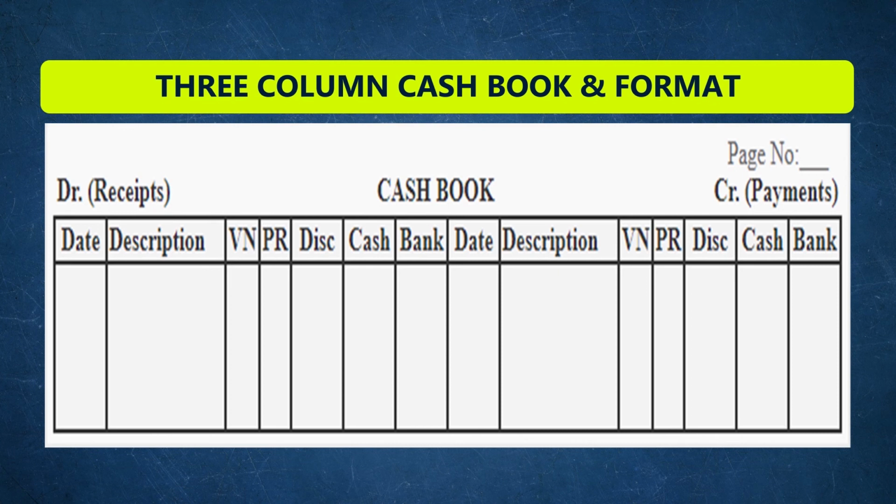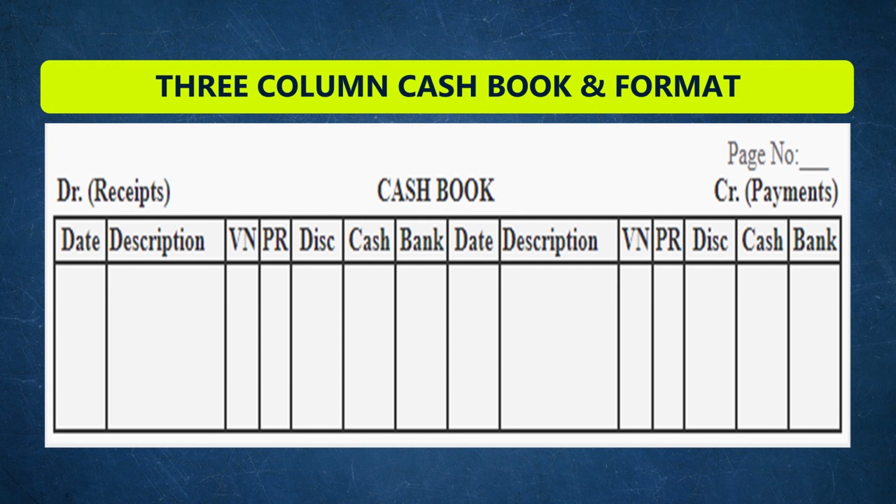So here you will see how the 3-column cash book is maintained. The single column cash book is also known as the simple cash book, and in the double column cash book the transactions related to both cash and bank are recorded. As far as the 3-column cash book is concerned, the discount column is also added. We may receive discount, we may give discount. So the amount of discount will be recorded in the debit side and in the credit side.